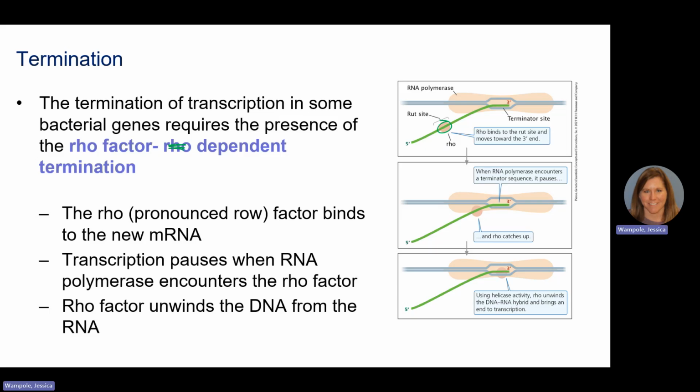So what it's actually doing is this rho factor is acting sort of similar to a DNA helicase. And it is basically unwrapping the DNA from the RNA at that site. So it recognizes the termination point and then separates the DNA from the RNA.